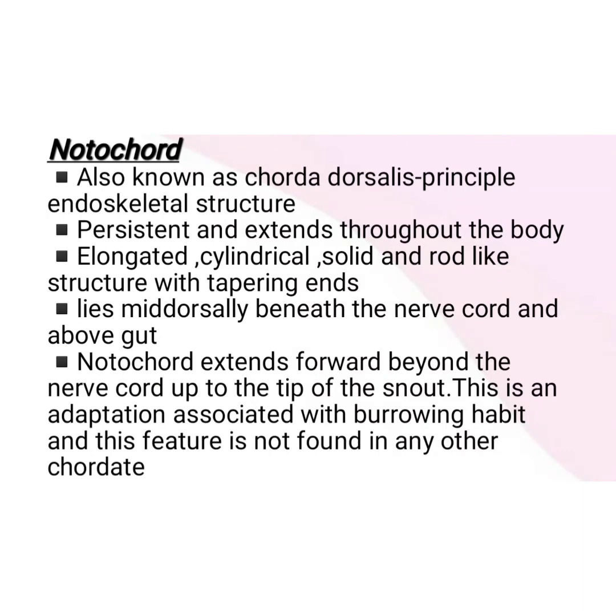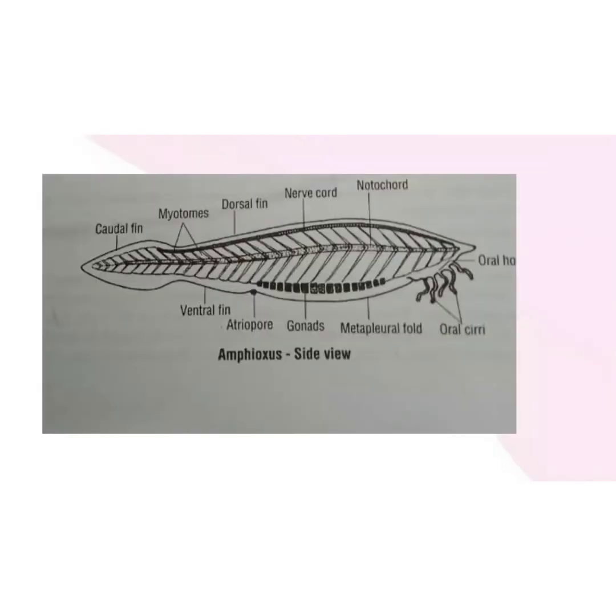We learned that Amphioxus is a representative of primitive chordates. Notochord is the primary feature of chordates. It is also known as chorda dorsalis. It is the principal endoskeletal structure. Notochord is persistent in Amphioxus and extends throughout the body. It is an elongated, cylindrical, solid and rod-like structure with tapering ends. It lies beneath the nerve cord and above gut. We can see the nerve cord here. We can see that the notochord extends beyond the nerve cord and reaches up to the tip or the snout region. This is an adaptation associated with burrowing habit.